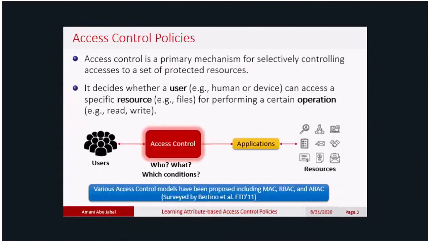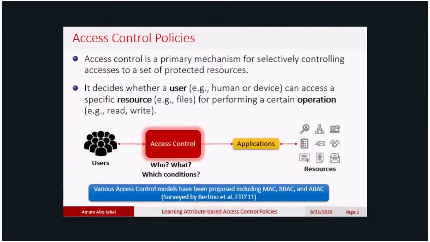I will start reviewing concepts about access control. Access control is a fundamental security mechanism used in operating systems based on a set of rules or policies. For example, these policies are used to control who can access a device or use a drone. Formally, we define access control as a mechanism which decides whether a user can access a specific resource for performing a certain operation, for example, read and write.